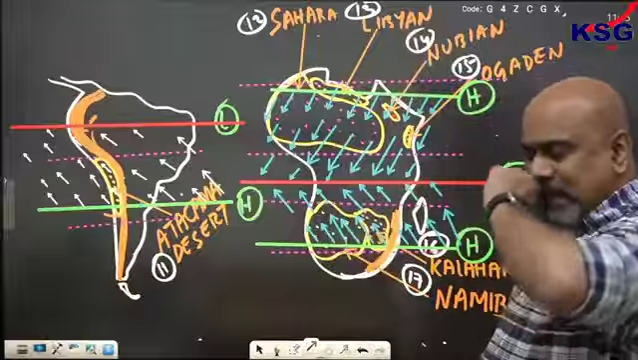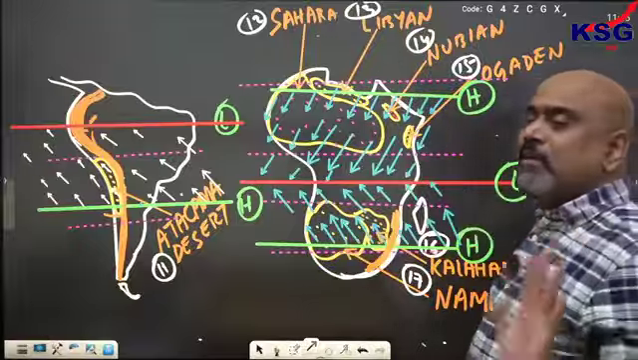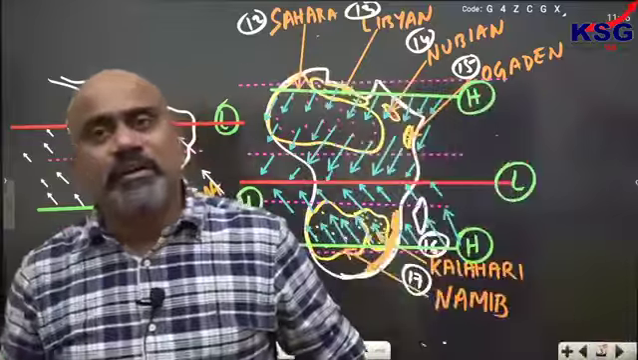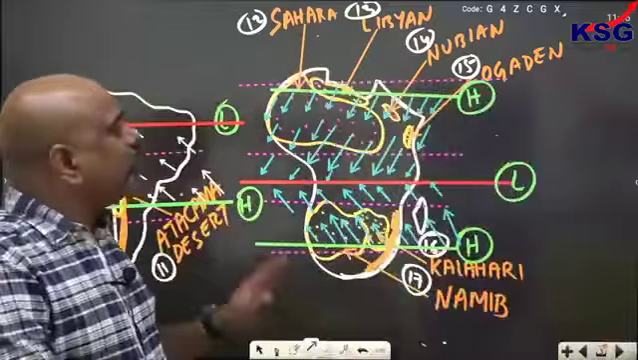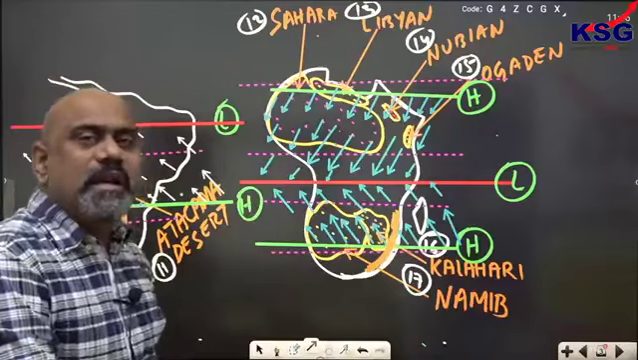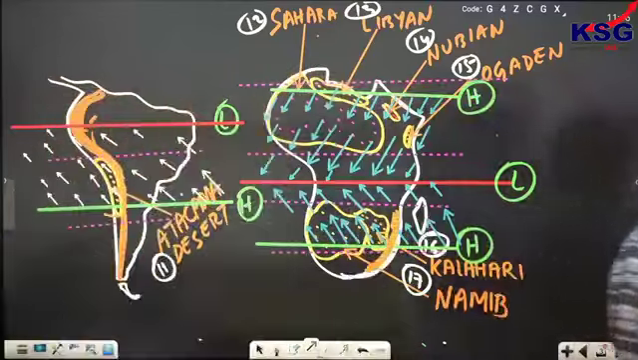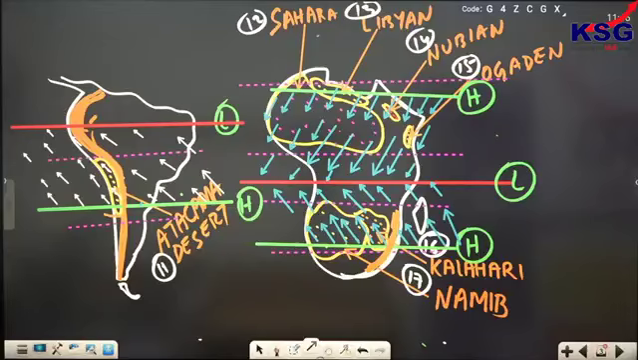Over the continent it is striking, so it cannot absorb moisture, but over the ocean it will bring moisture. But because it is over the continent, it cannot absorb moisture and it will never be able to give rainfall. Okay. You got it? Right. I hope all of you are okay with this.